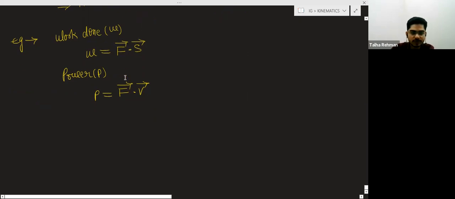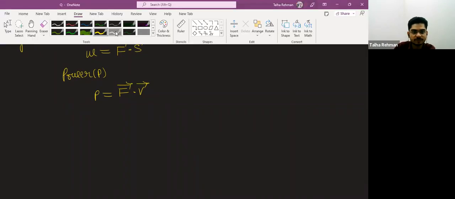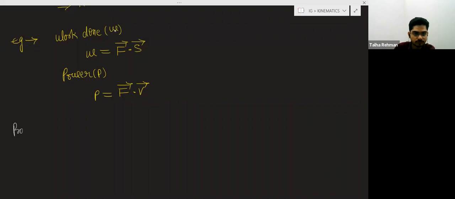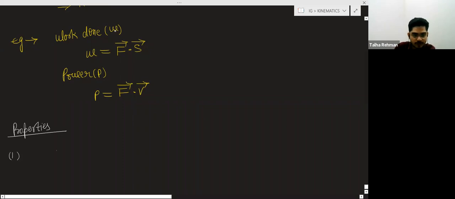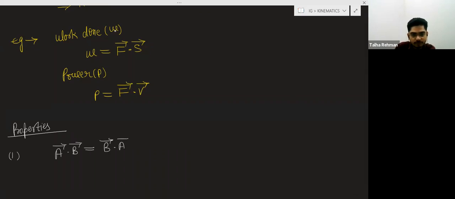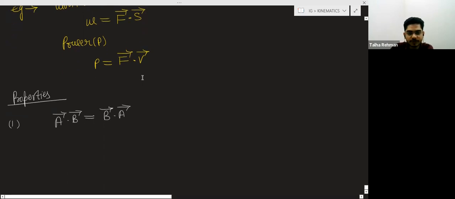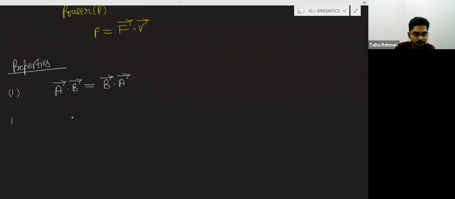Okay, so now we will discuss properties of dot product. First property, A dot B will be equal to B dot A. This is known as commutative property. Okay, A dot B and B dot A will be equal.